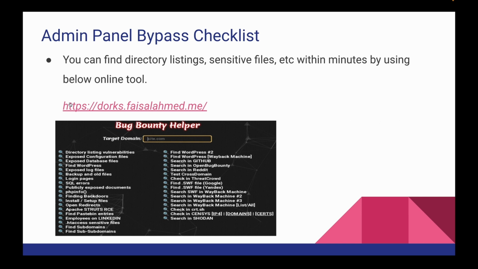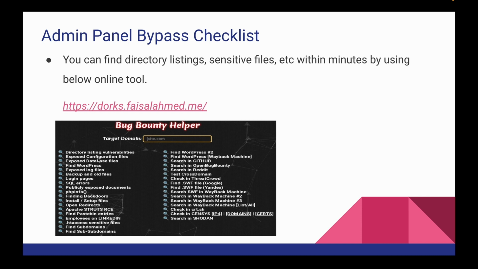When you go to this link, docs.faisalahmad.me, you will get this page rendered in your browser. You just need to enter the target.com over here and click on anything. Like if you want to find directory listing vulnerabilities in this particular target.com, click on that. That particular doc will run instead of you manually entering every doc.